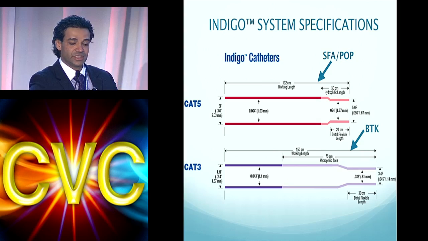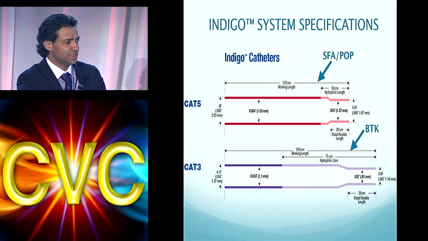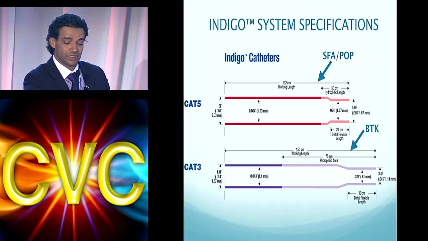It's an abrupt end to the tip, so it allows you to engage that thrombus or that plaque a little bit better. So it comes in the largest size of Cat5 for SFA and popliteal, and then the Cat3 for below-the-knee disease.